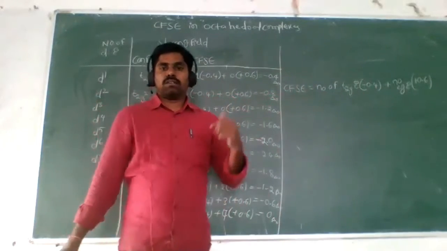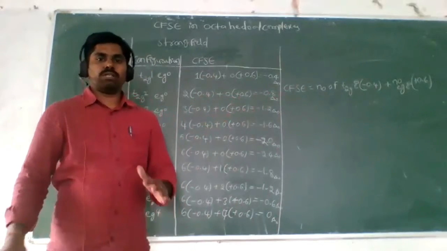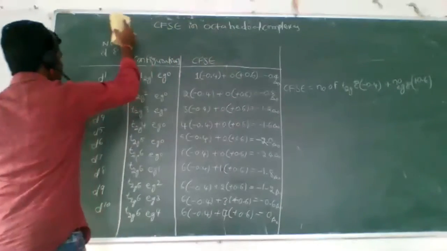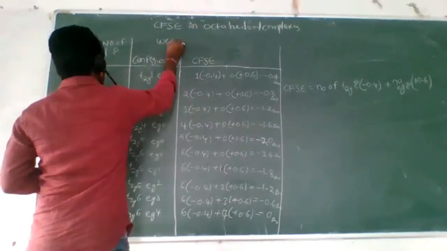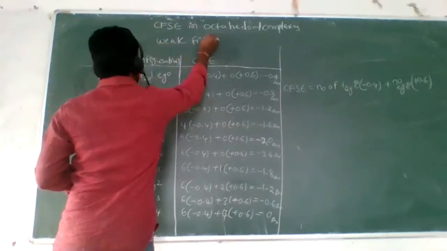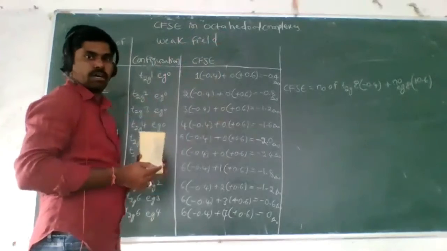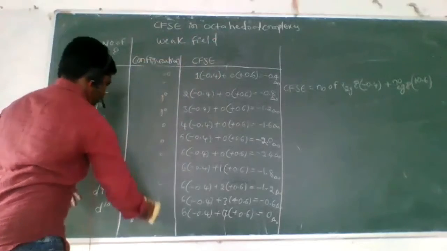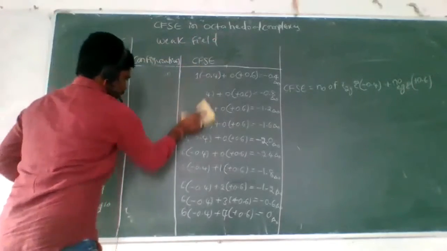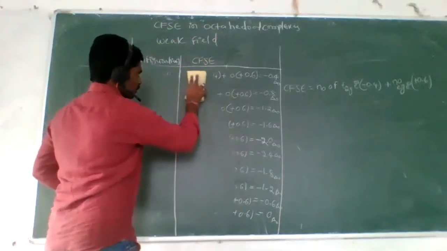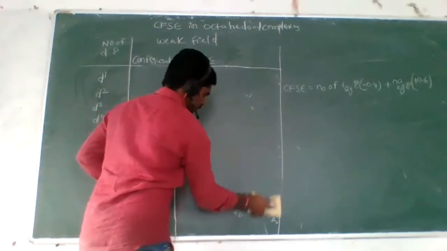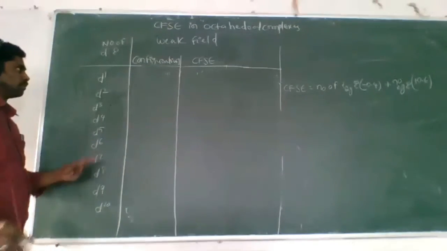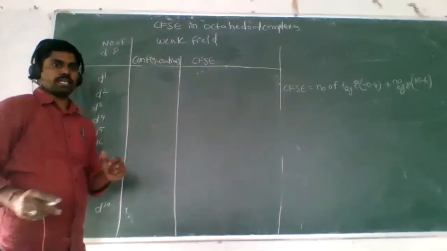Now I will go for the weak field condition, and how the electrons are arranged. Look here. Weak field. This was strong field. I will take the next one, weak field. I will change this one and this one also. See here, in the weak field condition, look at the configuration.